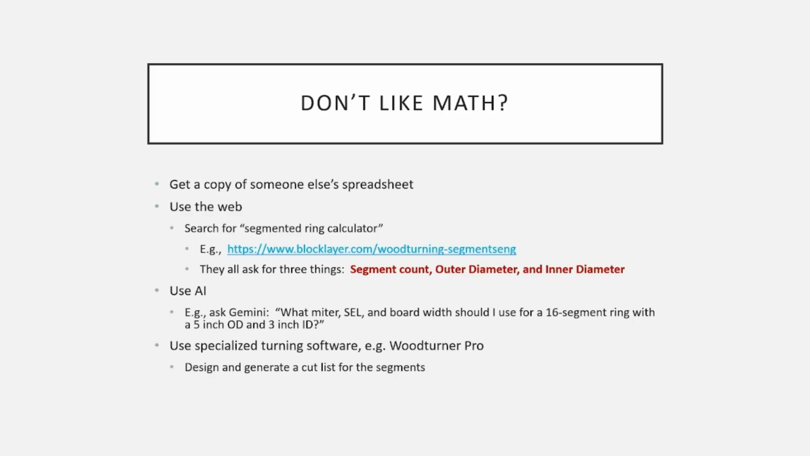I originally was going to do a little bit of a demo on Woodturner Pro to show you how easy it is. Literally in just a couple of minutes, you can lay out your profile, you lay out your ring heights and segment count, and it spits out a cut list for you. It only takes a few minutes. All right.